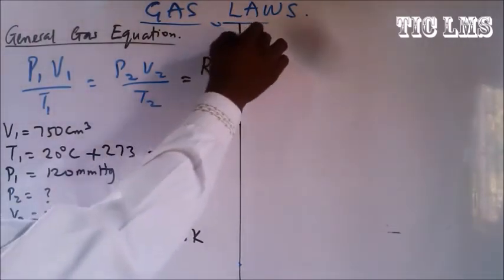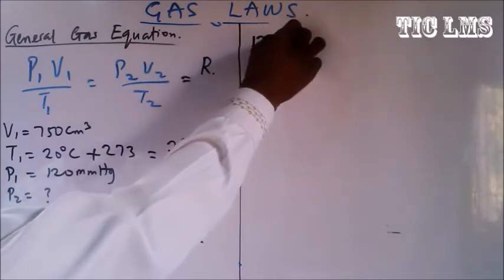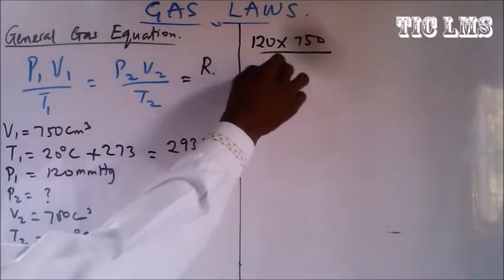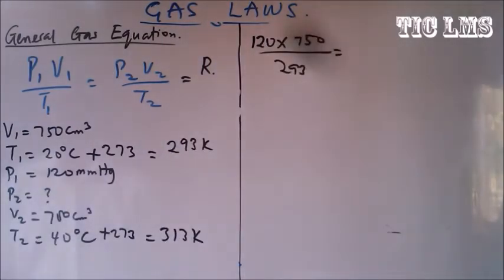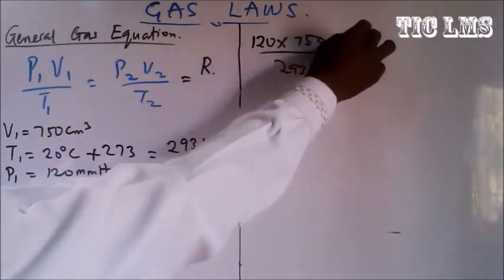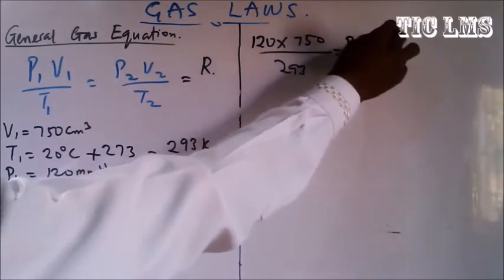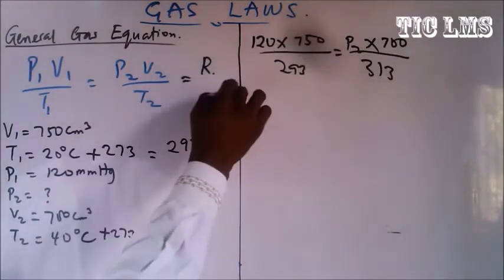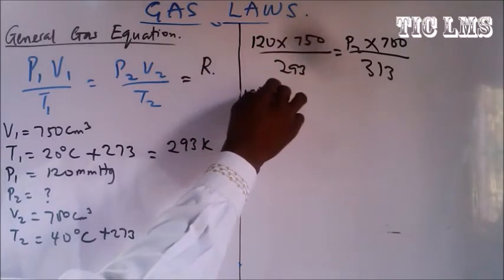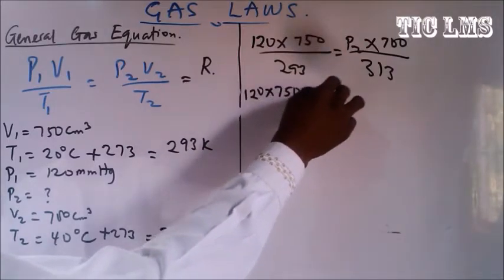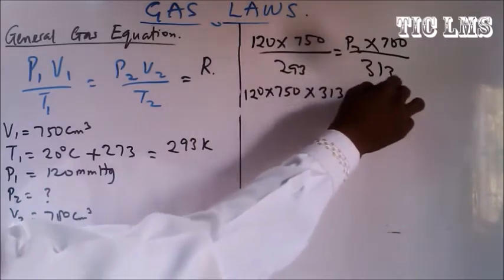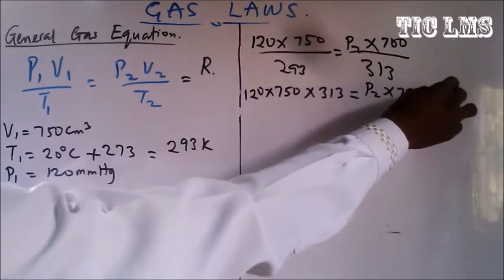P1 is 120 and V1 is 750 over T1, which is 293, equal to P2, which is unknown, multiplied by V2, which is 700, divided by T2, which is 313. We'll cross multiply, that is 313 multiplies all this. So we have 120 times 750 times 313 equal to, then this multiplies this, so we have P2 multiplied by 700 times 293.